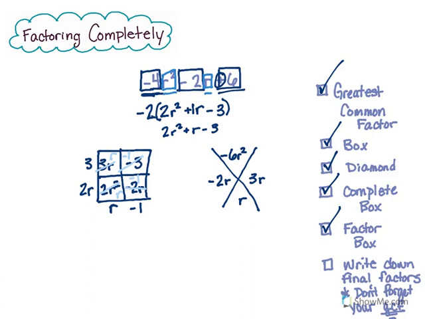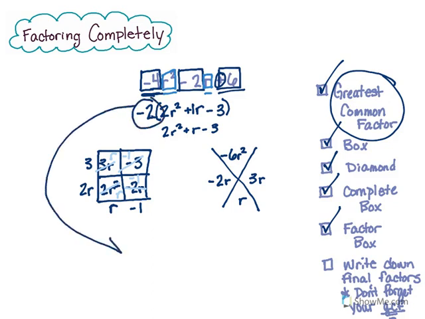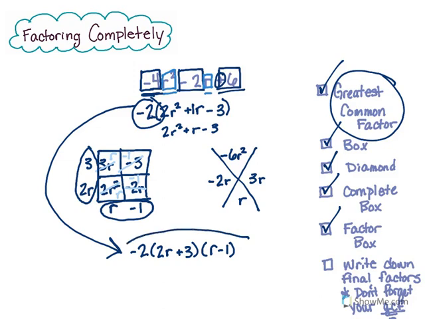Now it says write down final factors and don't forget your GCF, which means greatest common factor. So this step up here, don't forget that factor that we factored out there. So that's the first thing I always write down. So I take this down here and I have a -2 first. Now this is one of my factors and this is one of my factors. So I'm going to have 2r plus 3 and r minus 1. And that would be my final answer.